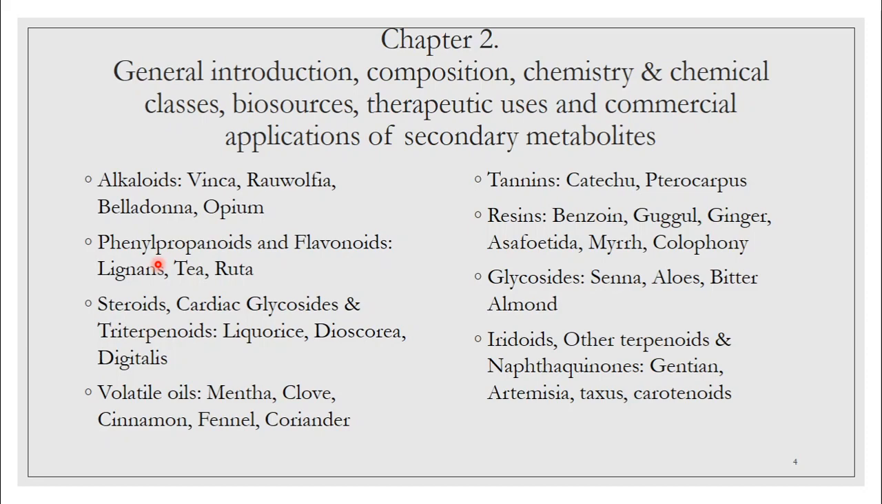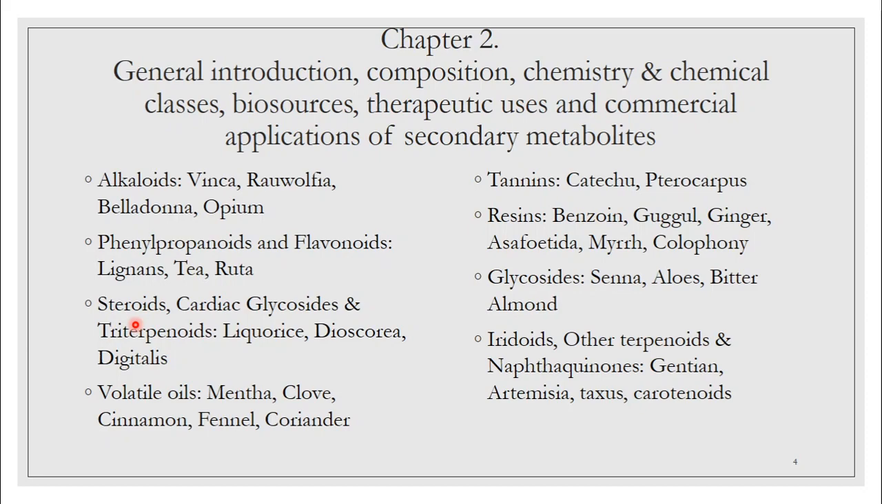skeleton, C6 C3 C6, means 6 and 6 is 12, and 3. This skeleton is generally present in flavonoids. Next is steroids. All of you know the steroids.